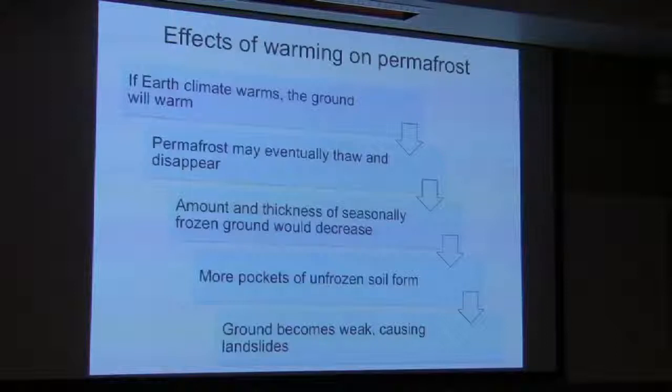You'll get more pockets of unfrozen soil forming, and then the ground becomes weak, causing landslides. This is a big problem in Alaska right now. So you'll have just pockets of ground that thaw, and buildings can collapse if there's a building on top of it. But you also don't want to build on top of thawing permafrost either, for that same reason.